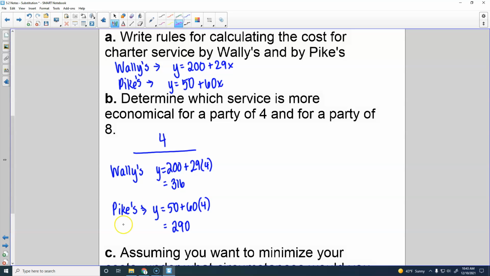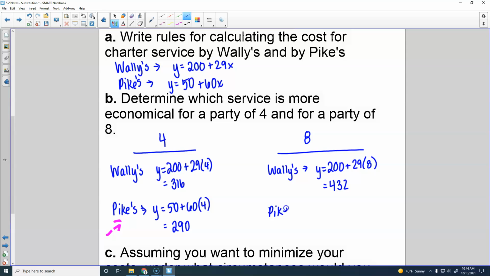So if you only had 4 people going, Pikes would be better. But if you have 8 people going, Wally's is probably going to be the best because their per person charge is lower, right? What do we get for this one? What do we get here? 432. Is that right? So for this one, Wally's is best.